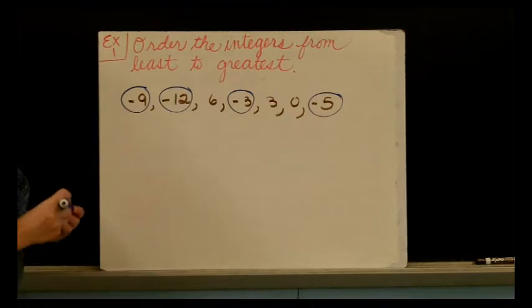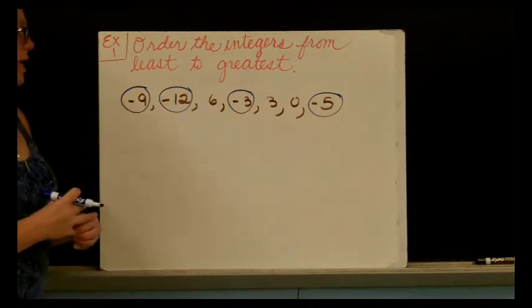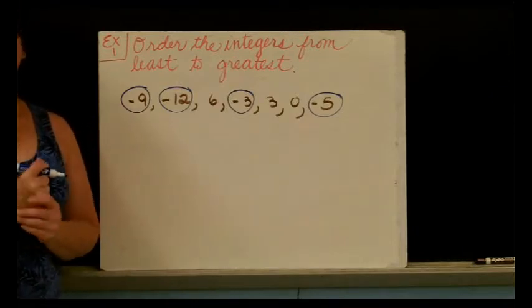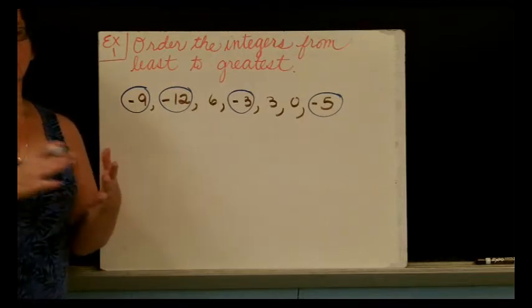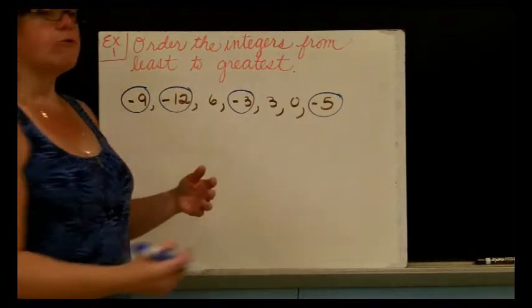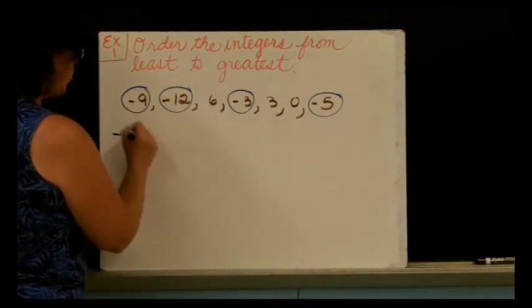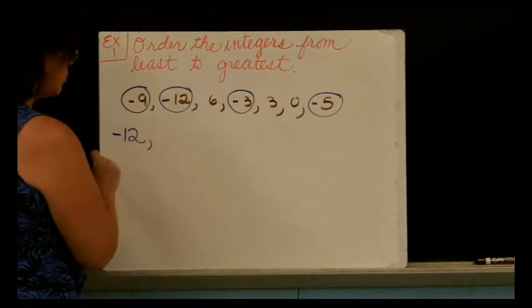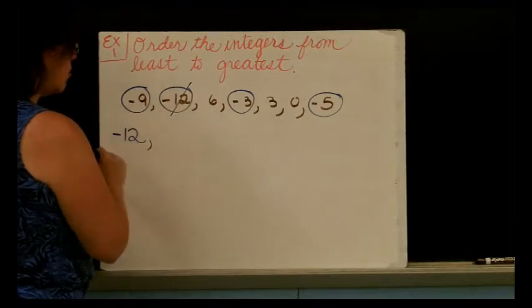And the thing to remember with negative numbers, besides that they have a negative sign, is that the greater the number looks, the smaller its value actually is. Because the larger the number is, the farther away it is from 0. So that means our -12, though it looks to be the greatest, is actually the least because of the negative sign. We've taken care of that.